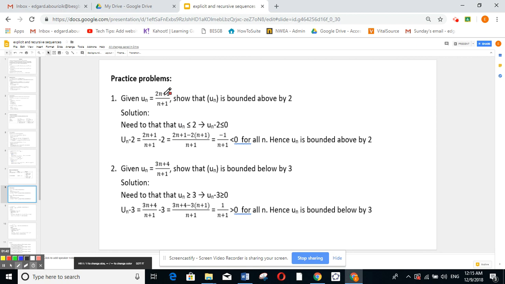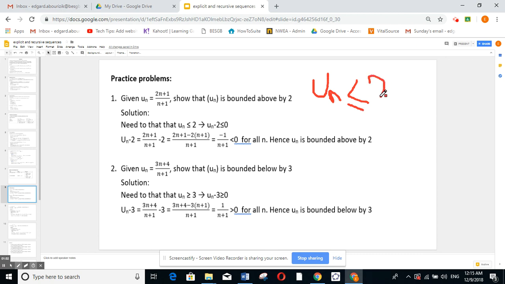Here you have a sequence which is explicit. I want to show that un is bounded above by two. What does it mean? It means un smaller than or equal to 2. So what do I start? I want to prove that un minus 2 less or equal to 0. I start directly un minus 2.